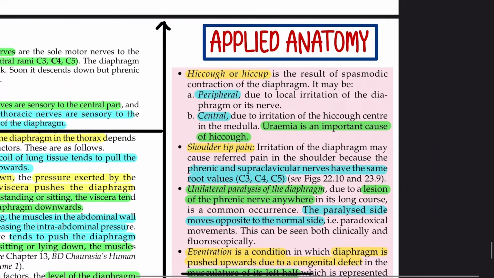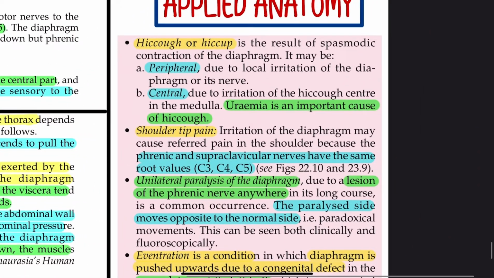Now some applied anatomy. Hiccups can be due to two types of irritation, central irritation and peripheral irritation. Peripheral is due to local irritation of the phrenic nerves or the diaphragm, and central is due to irritation of the hiccup center. Uremia is a very potent irritant of the hiccup center, therefore an important cause of hiccups.